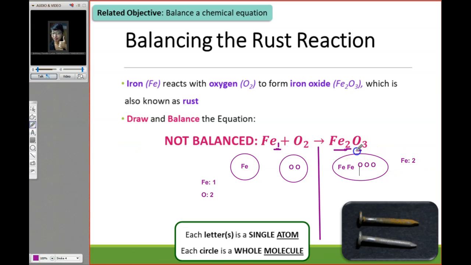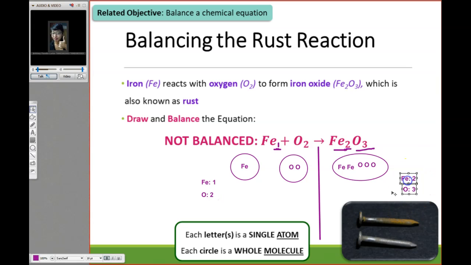All right, so now we want to go ahead and begin to balance this. Again, we have 3 oxygens on the right. Oops, that's a plus sign and not a 3. Sorry, that's a pound sign. There we go. All right, so let's take a look here. We currently do not have the correct number of anything, right? We only have 1 iron on the left, 2 on the right. We only have 2 oxygens on the left and 3 on the right.